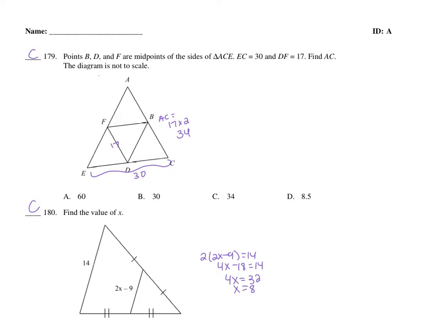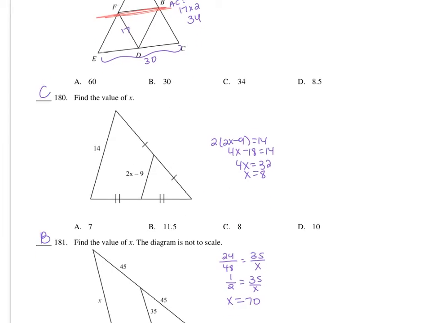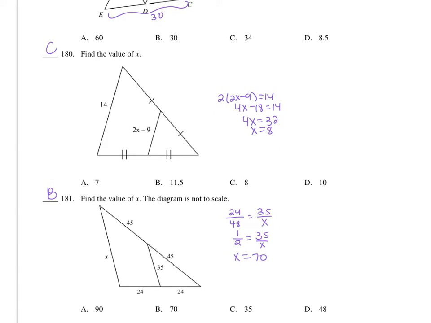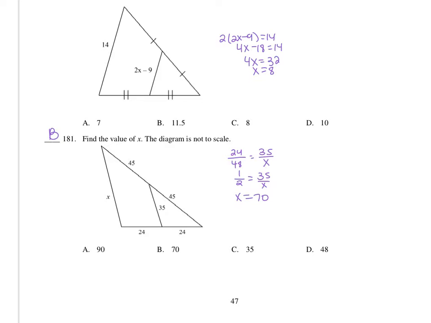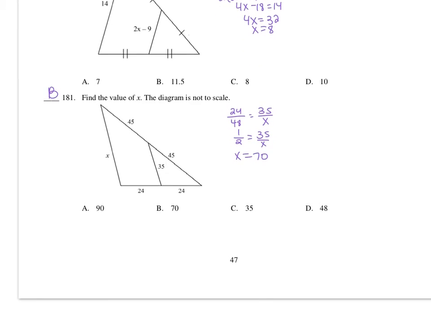179 is now the midpoint. So when a segment hits the midpoints of the sides, it's called the mid-segment, remember, and it's parallel to the third side and half its length. So FB would be half of 30, and AC would be twice 17, which is what they were looking for. 182, 2x minus 9 would equal 14. X is 8. 181, 2 times 35 would equal 7, which is 70.